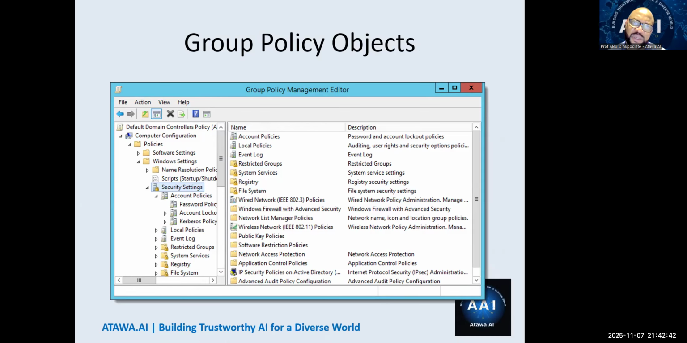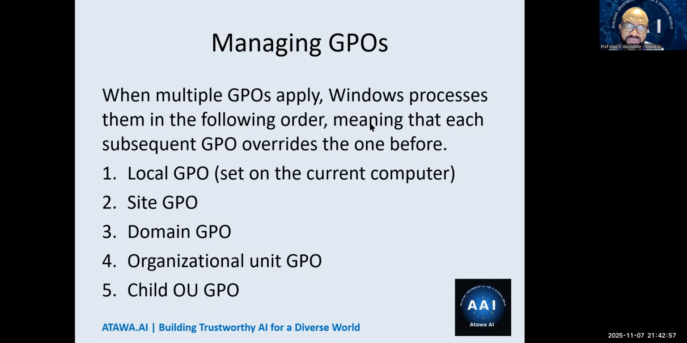This would be an example of the Group Policy Management Editor. This is a Windows system here. You see how these can have security settings, besides account policies, local policies, and event logs. That's how you can manage it centrally. Managing GPOs: where multiple GPOs apply, Windows processes them in the following order. Please remember this. Each subsequent GPO overrides the one before. So the local GPO set on your current computer, then your site GPO, domain GPO, organizational unit and child organizational unit. As you go down, that's the order that Windows processes them.